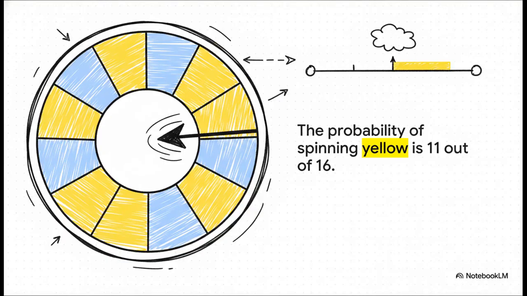Let's actually see this in action. Imagine you've got a spinner divided into 16 equal sectors. 5 of them are blue and 11 are yellow. So what's the probability of spinning yellow? Easy. Take your favorable outcomes, the 11 yellow slices, and divide by the 16 total possibilities. 11 over 16 is roughly 69%. So that lands firmly in the likely territory on our scale.